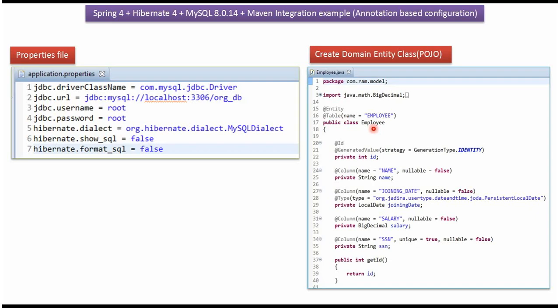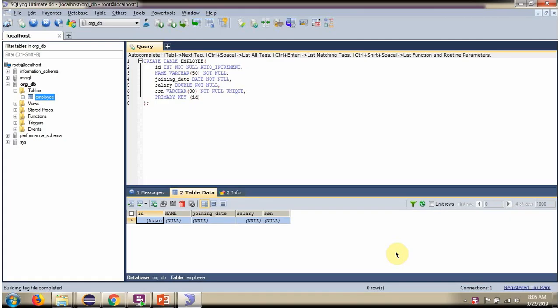Here I have defined the class Employee, and the table it is going to store is the employee table. And here I have defined the properties like ID, name, joining date, salary and SSN, which correspond to these columns.